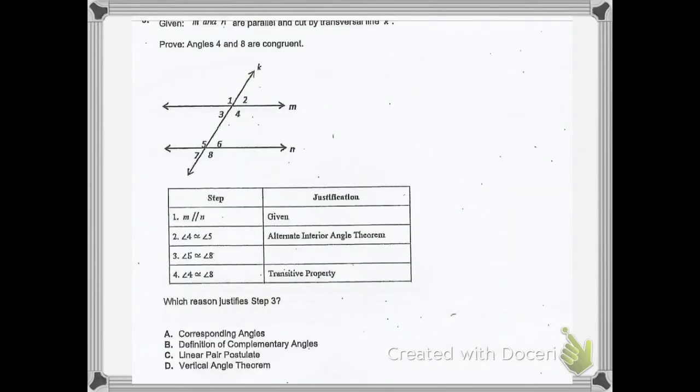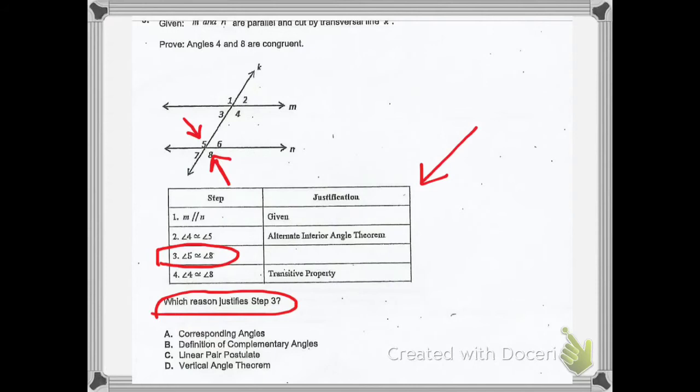And number 5, given M and N are parallel and cut by transversal line K, prove angles 4 and 8 are congruent. And here is your proof. The question wants us to justify step 3. So I'll look at step 3, and step 3 says that angle 5 is congruent to 8. So what I do is I'll look at angle 5 and 8. I see angle 5 is here, and I see angle 8 is there. Alright? And I'm looking at my answer choices.